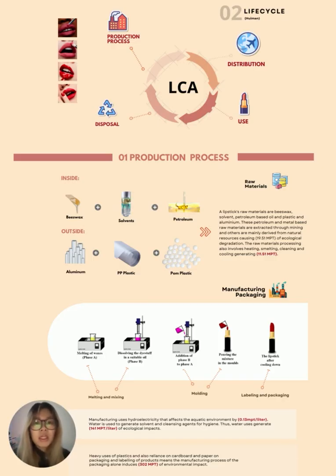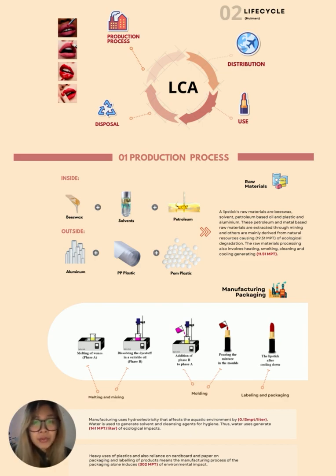The life cycle of lipsticks includes four parts. The first one is the production process, and then the distribution, usage, and disposal. Production process. Lipsticks' raw materials are beeswax, solvent, and petrol, base oil, and plastics and aluminum. The petroleum and metal-based raw materials are extracted from mines. Other materials are derived from natural resources, causing the 1951 MPT.